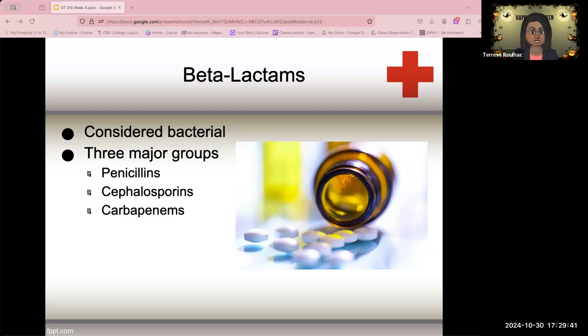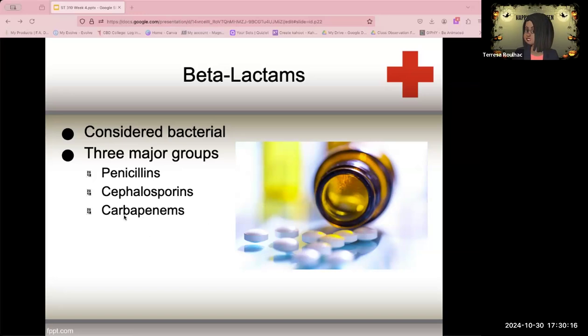We have cephalosporins. This group is derived from cephalosporin C, and it's similar to penicillin, making them effective against a broad range of bacteria. So remember, broad range, both gram-negative and gram-positive. These also inhibit cell wall synthesis, which makes them effective against various gram-positive and gram-negative organisms. So we have cephalexin, ciprofloxacin, and cefepime. You will see ciprofloxacin often in the operating room.